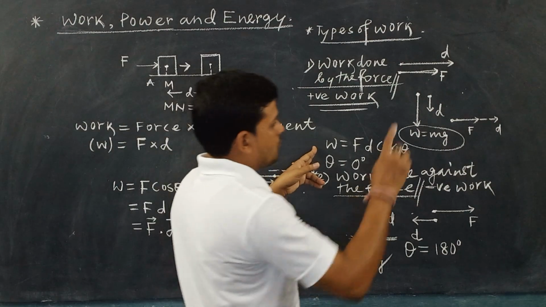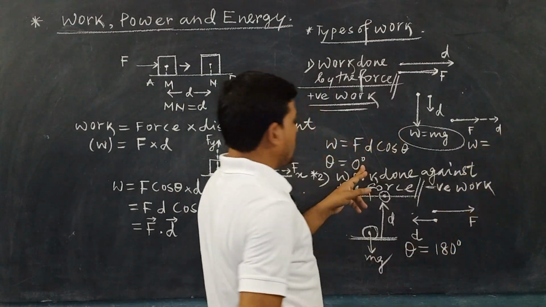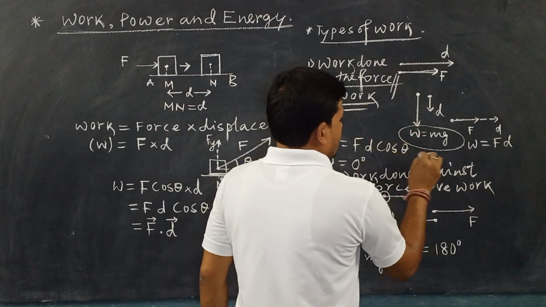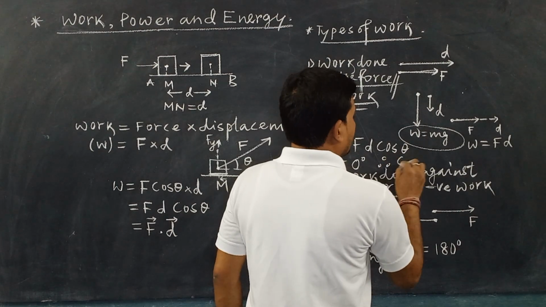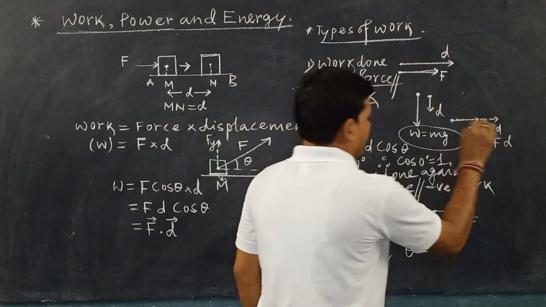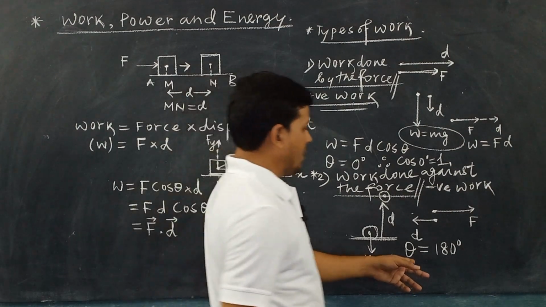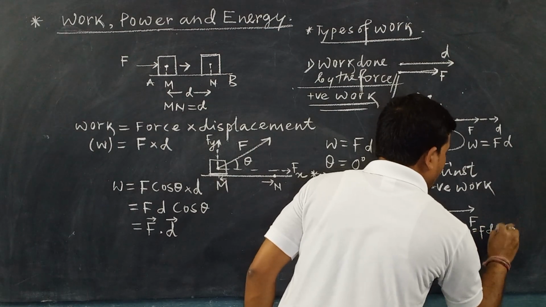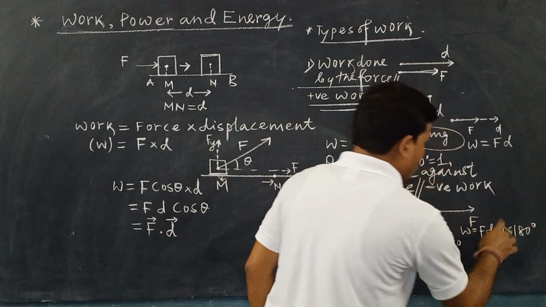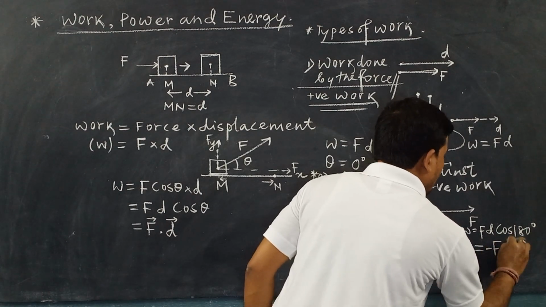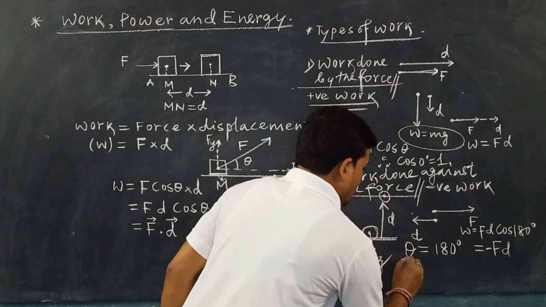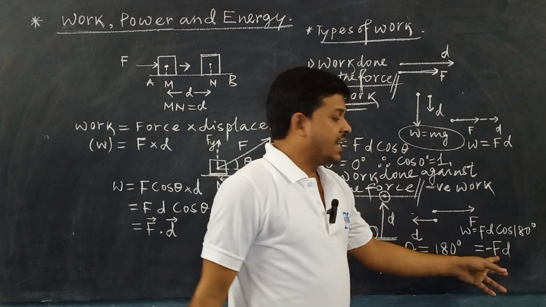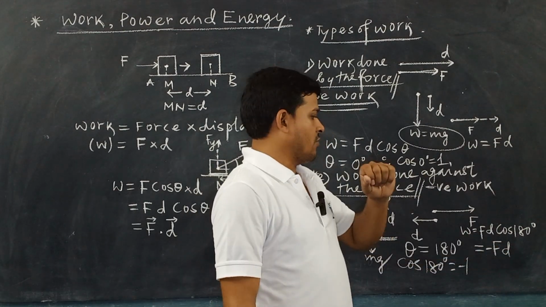In the case of positive work, mathematically we get W equals FD cos 0 degree. If we put in the value, it will be only FD, since cos 0 degree equals 1. Here also, if we replace the value in W equals FD cos theta, we get W equals FD cos 180 degree, and cos 180 degree equals minus 1. So this is negative work.